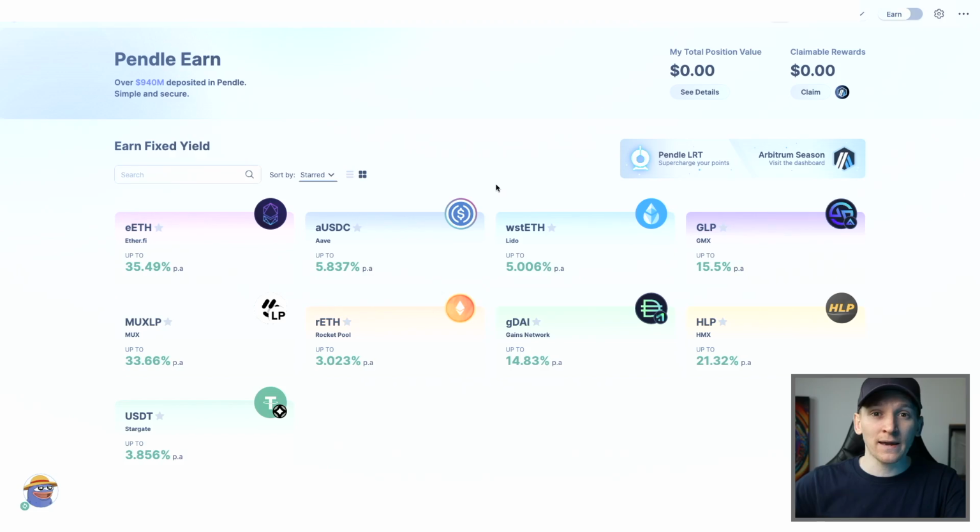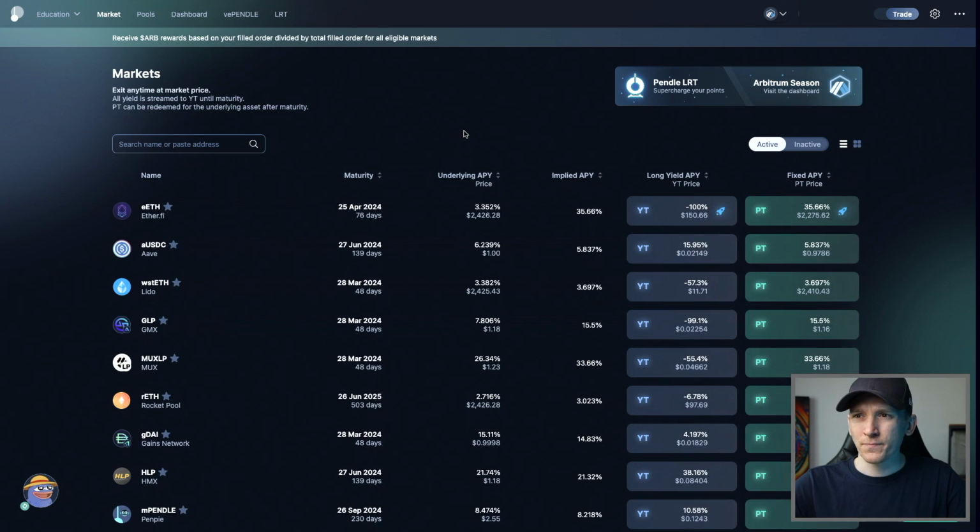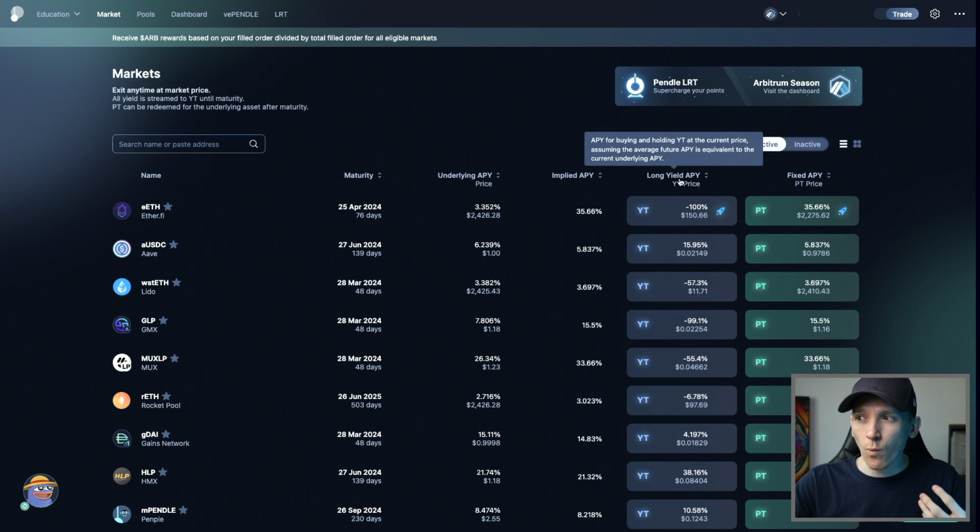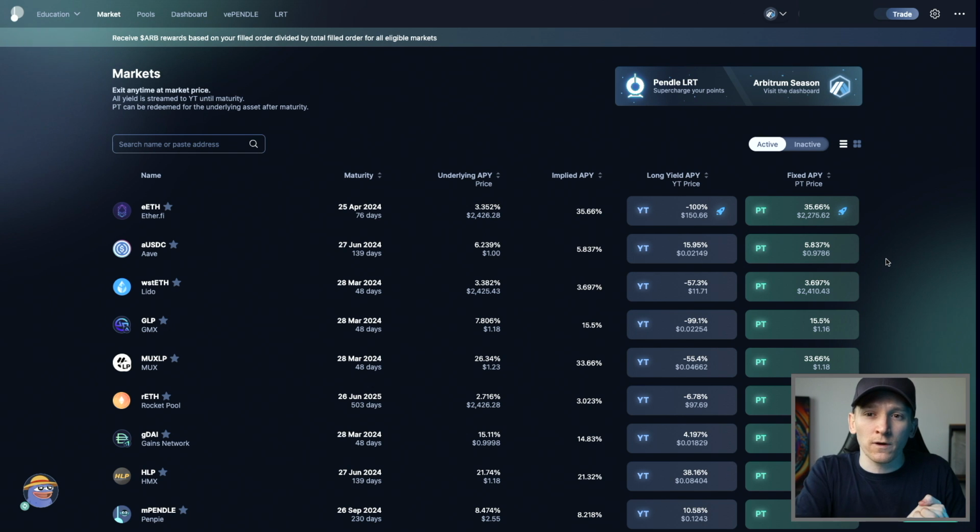Now we look at the more advanced section on Pendle, which is where you can trade both the PT and the YT. So if you click up here and just go over to trade. From here, this is where these tokens have already been split up into the YT, which is the yield token, and the PT, which is the principal token. Now remember, the principal token is the fixed income part.